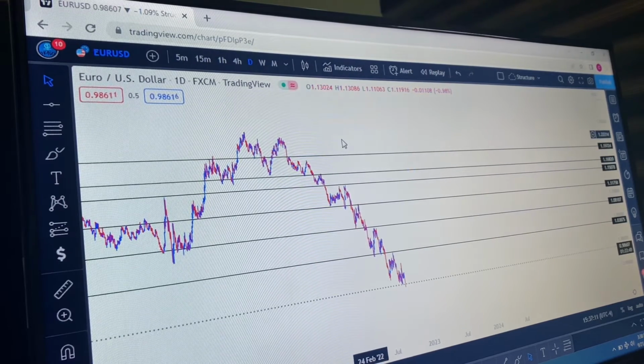Major support and resistance zone. Okay? And I've said it before. Major support and resistance. Support acts as what? As floor. And resistance acts as ceiling. Okay, and you can also say support acts as where you buy, and resistance acts as where you sell your market.